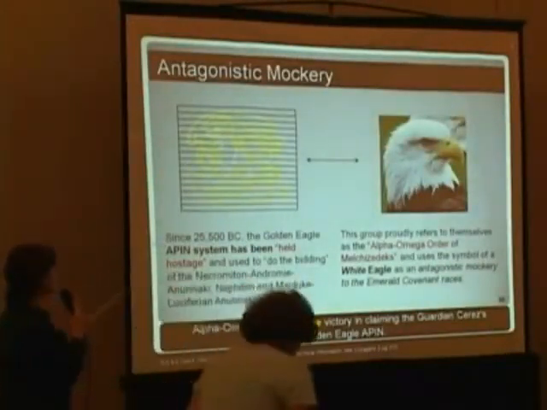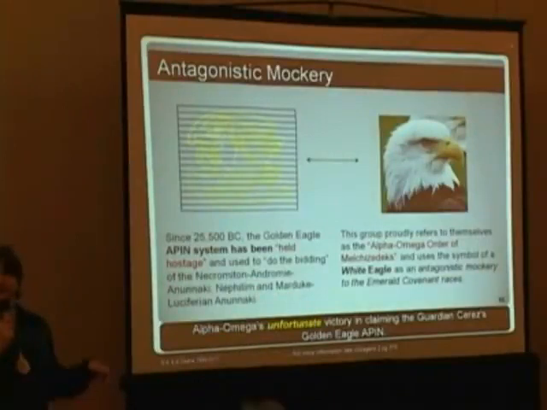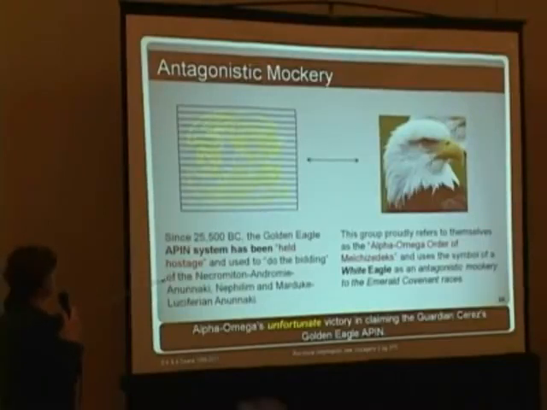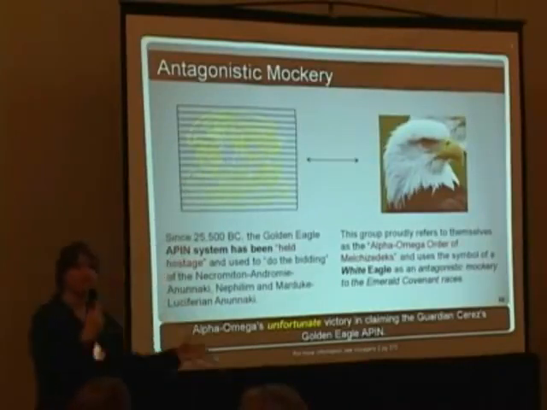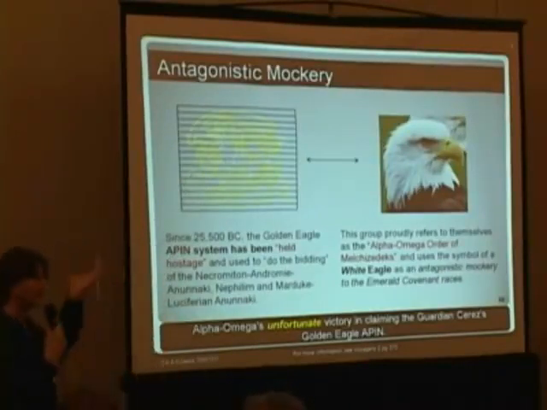Since the 25,500 BC, which again was the Lucifer Rebellion, the Golden Eagle APIN system has been held hostage, which is why I put it in a cage there, and used to do the bidding of the Necromaton Andromi Anunnaki, Nephilim and Marduk Luciferian Anunnaki. So I just wanted it understood that the cage here is because it's been taken over. Okay, it's not the Guardian being used by the Guardians right now.